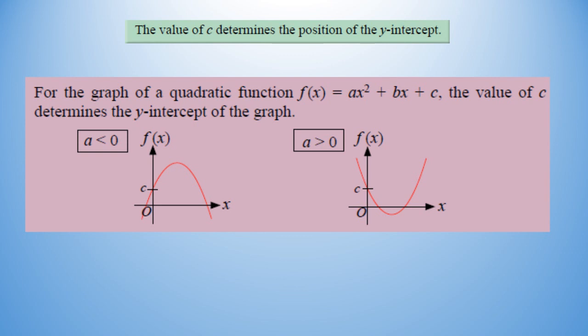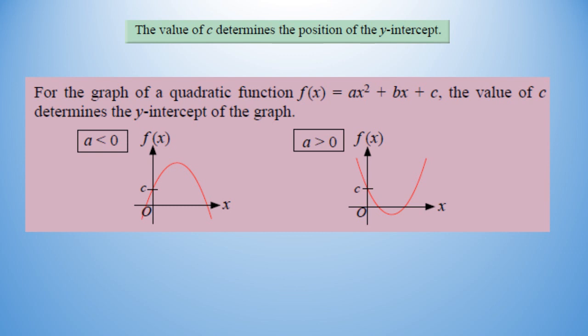Now we discuss the value of c. The value of c determines the position of the y-intercept. Okay, the y-intercept is a point that lies on the y-axis. So we look at here. A less than 0, the graph will be in N shape. And then c is here. The graph passes through the y-intercept. This one is the y-intercept. So your value of c is here.